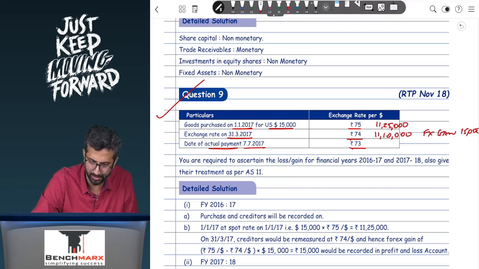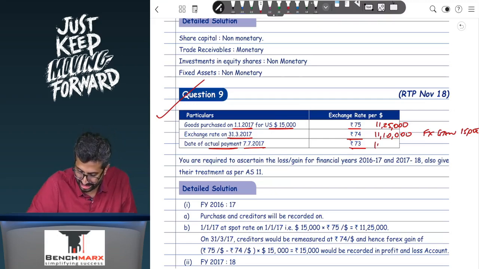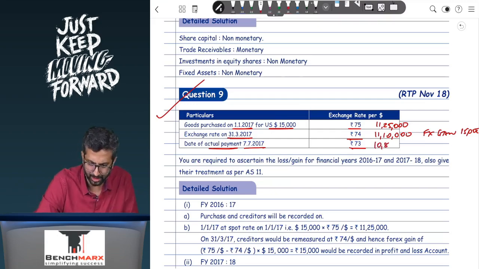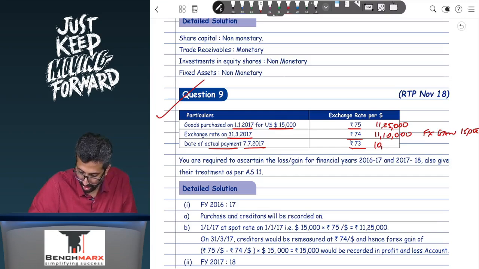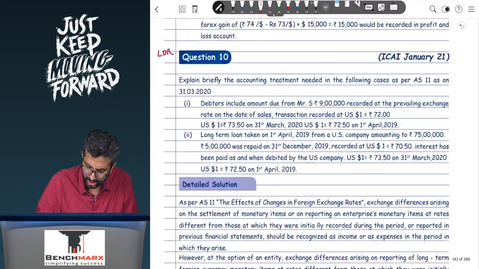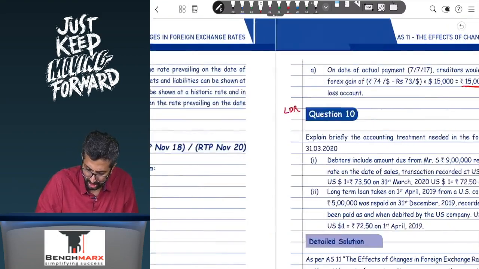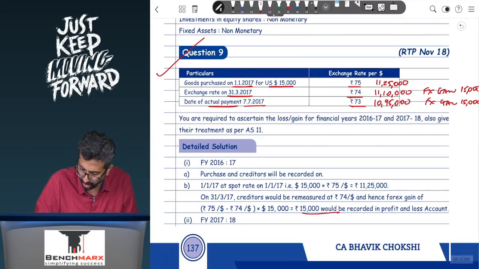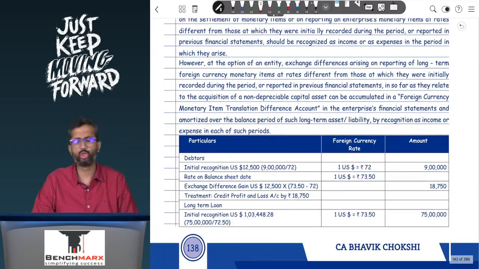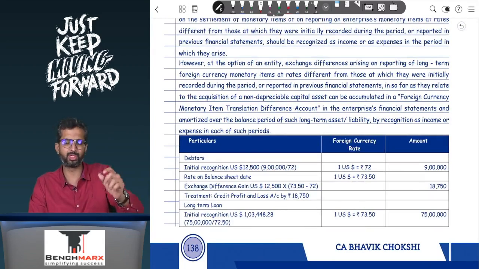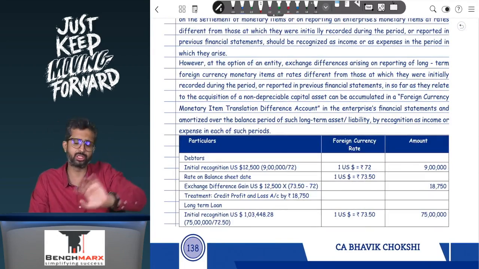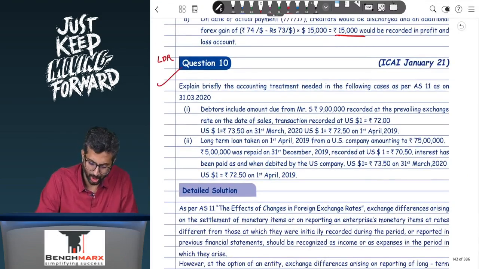But when you actually go to pay, the rate is 73. So you actually pay only 15,000 into 73. That is, you are paying 10 lakh 95,000. And hence there is a further forex gain of 15,000. So over here, there would be 15,000 gain in the year of payment and 15,000 gain in the first year in the P&L. You can directly do this calculation by comparing 75 and 74 into $15,000 and then comparing 74 and 73 into $15,000.